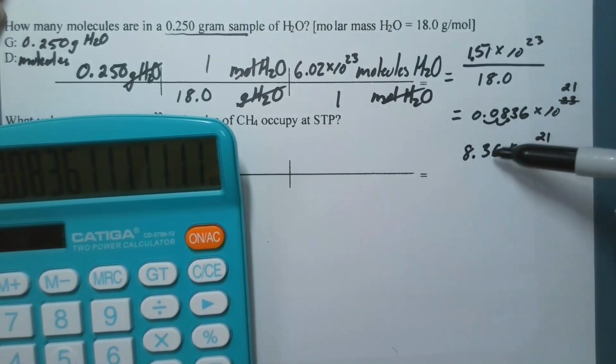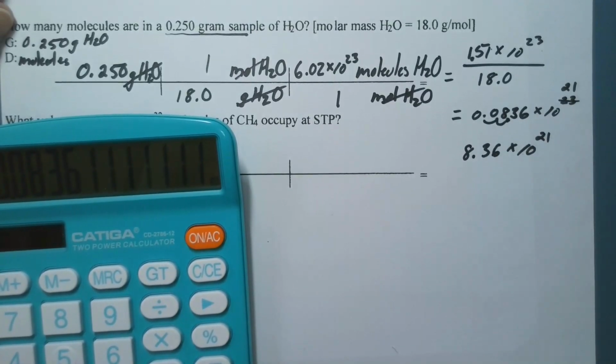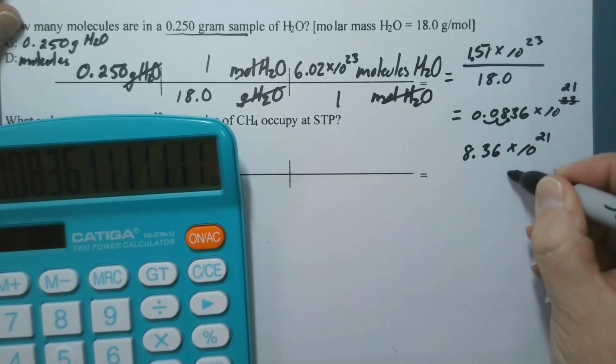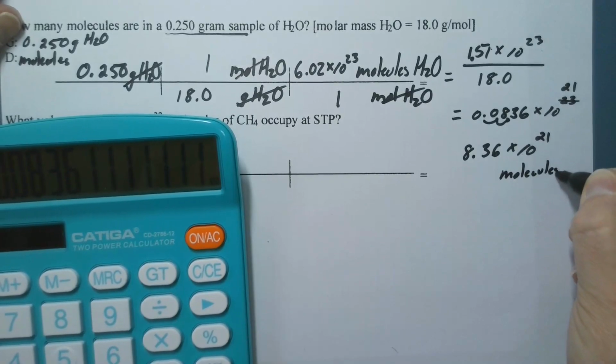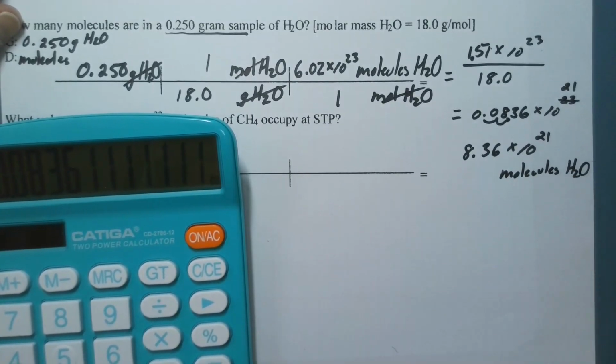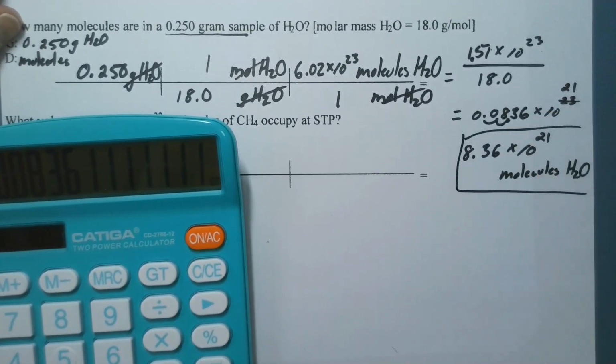So I get 8.36 times 10 to the 21. This is not my final answer. I need to add my unit. And there is our final answer.